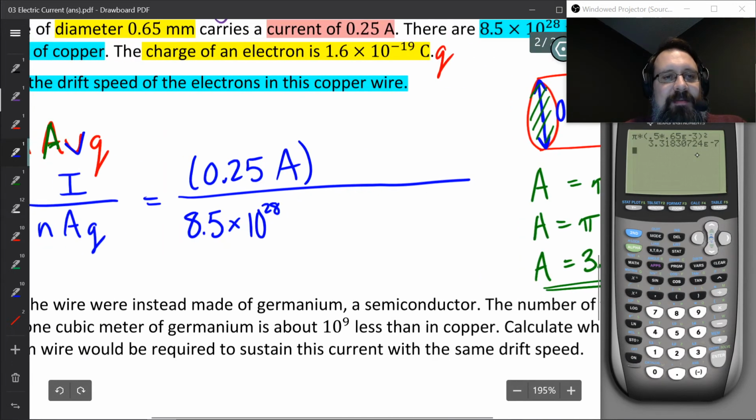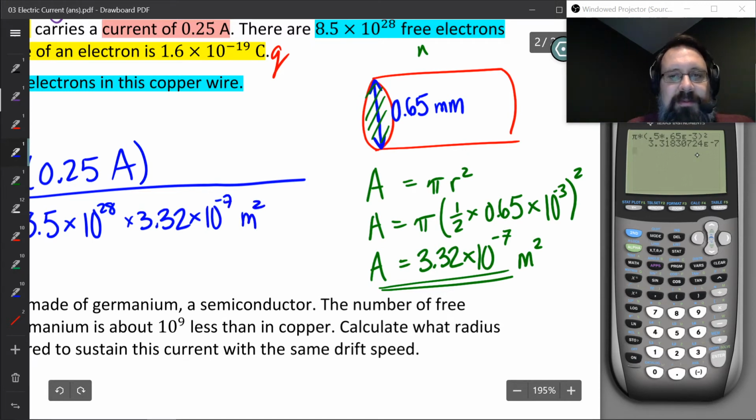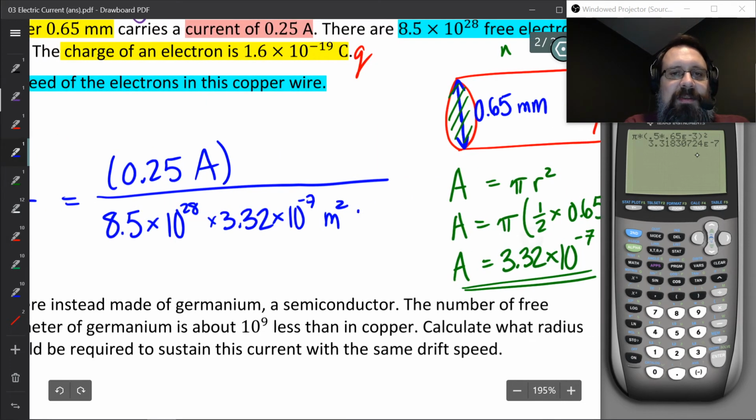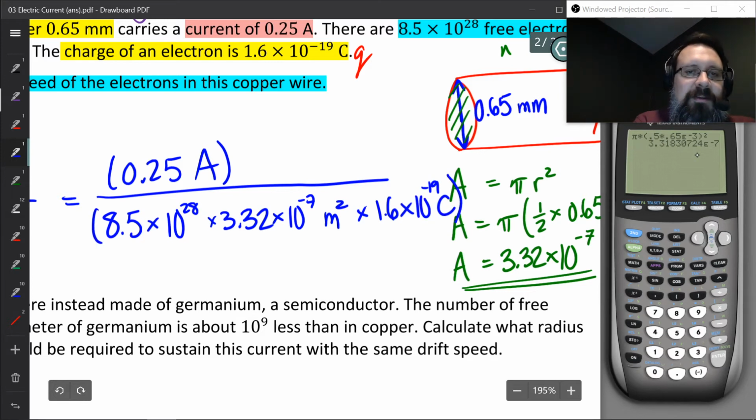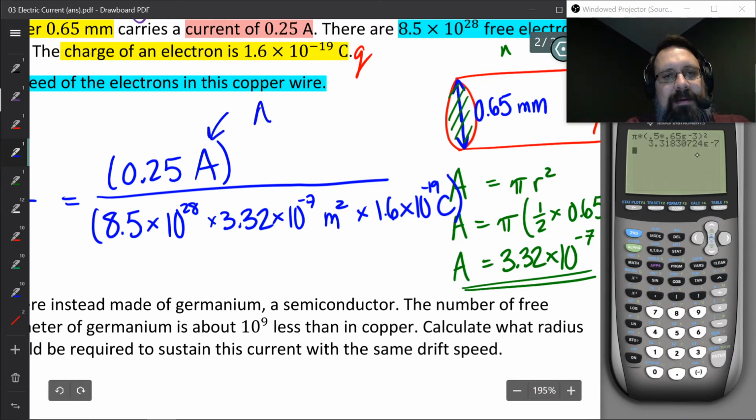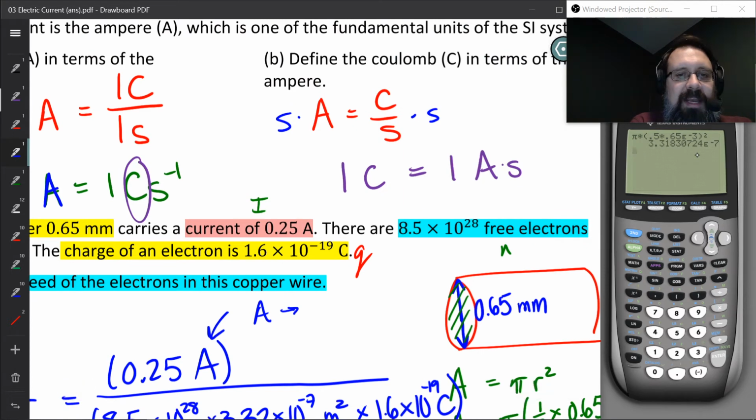Okay, next we have the area, which is 3.32 times 10 to the negative 7 square meters. And then last I have to multiply the charge of the electron, which is 1.6 times 10 to the negative 19 coulombs. Ran out of space. Okay, now remember that the ampere is actually, as we set up here, a coulomb per second.